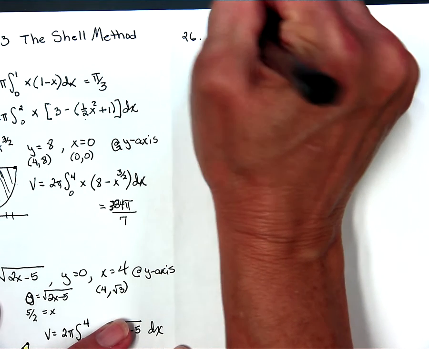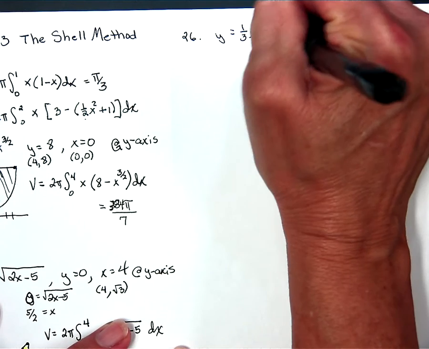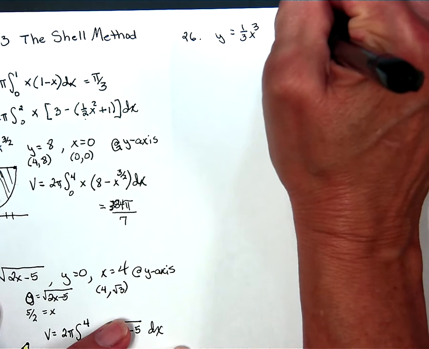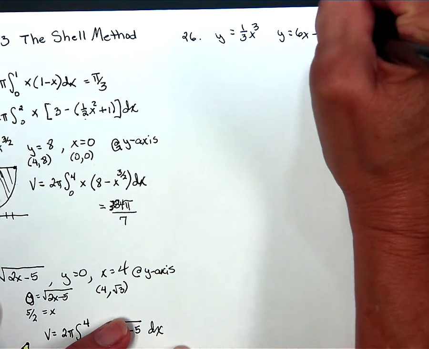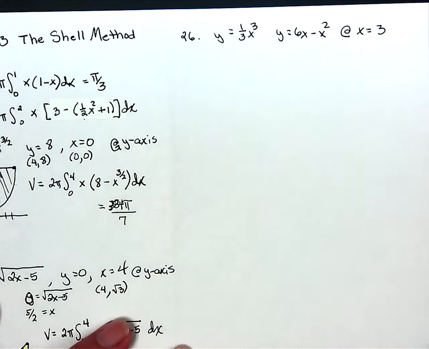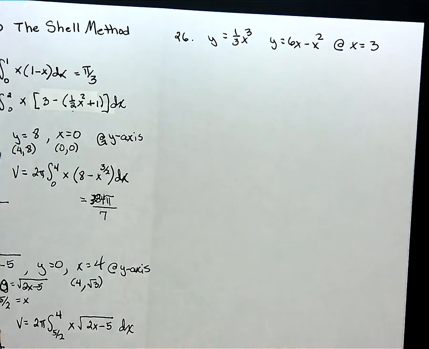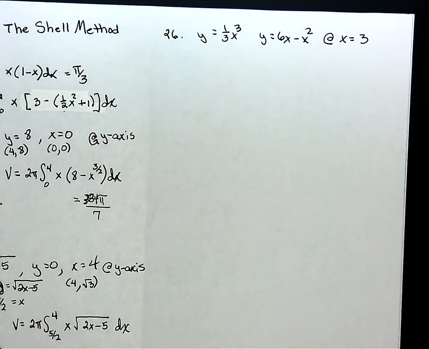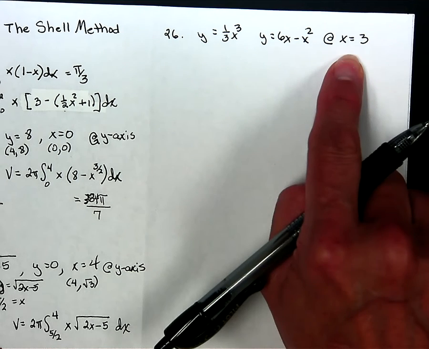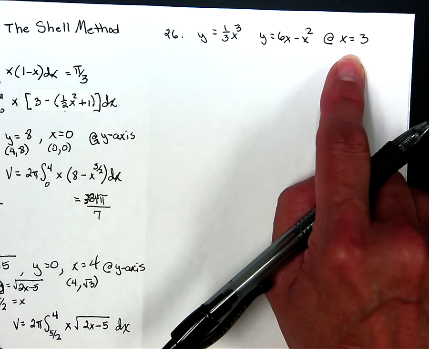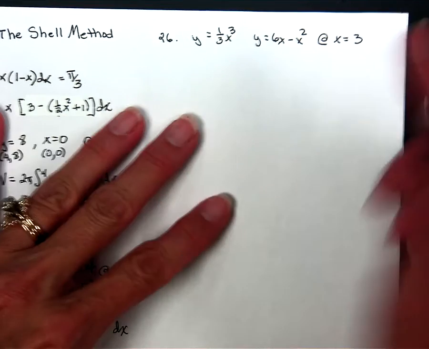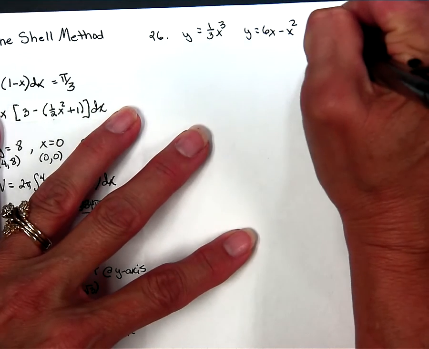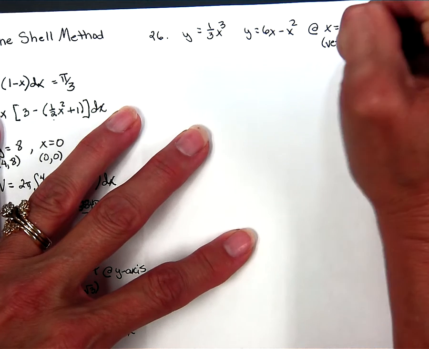Y equals 1/3 x cubed, and y equals 6x minus x squared, about the line x equals 3, and it says use the shell method. So I'm thinking my axis of revolution, is it vertical or horizontal? It's vertical. And so if I'm using the shell method, my rectangles need to be vertical as well. They need to be parallel to x equals 3. So I'm using vertical rectangles. Yay, I like vertical rectangles.